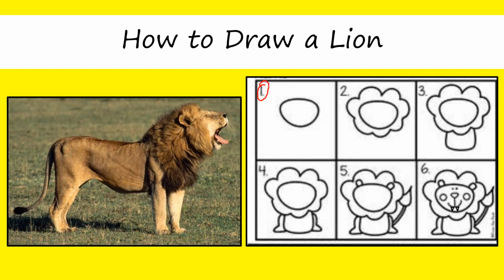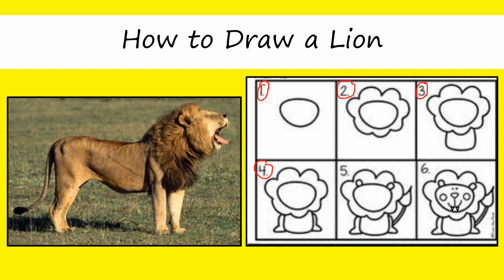So step 1 shows how to draw kind of like an oval shape for the lion's face. Then let's move on to step 2. Step 2 shows you how to draw the fluffy mane around the lion's head. Step 3 shows you how to add the lion's body onto the bottom of your drawing.